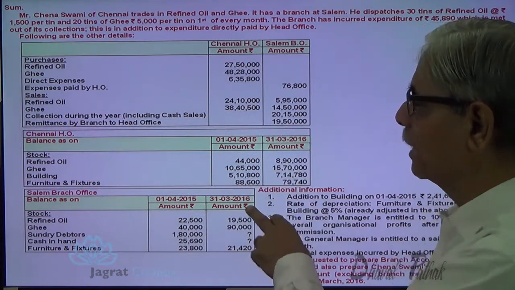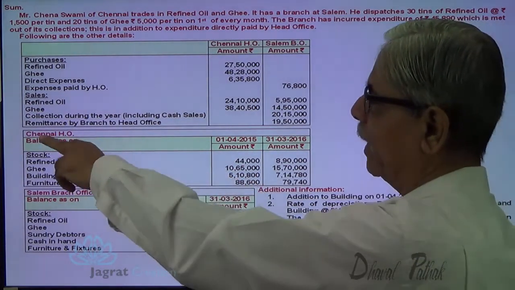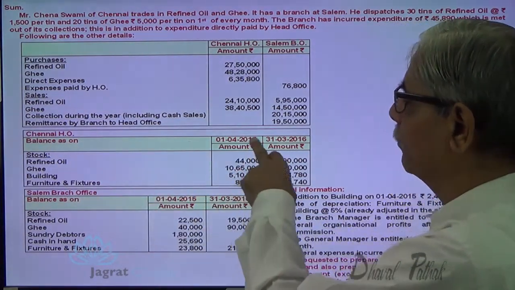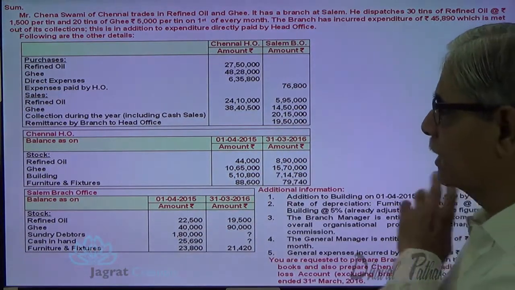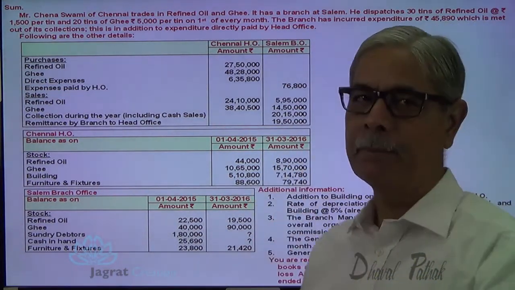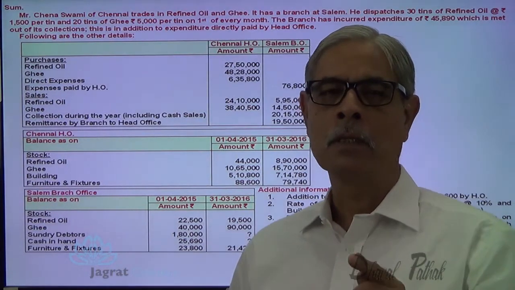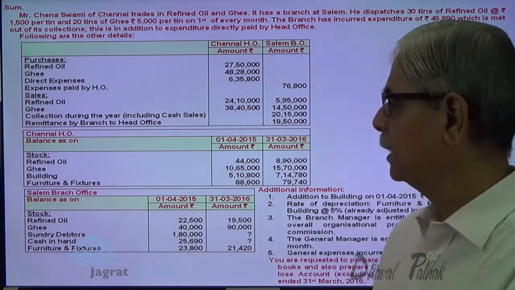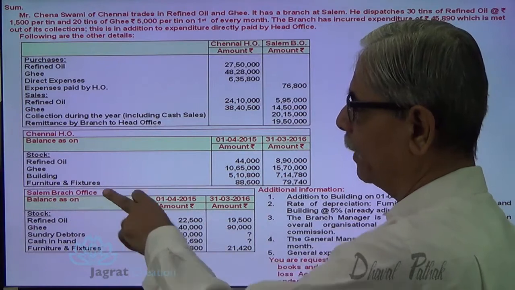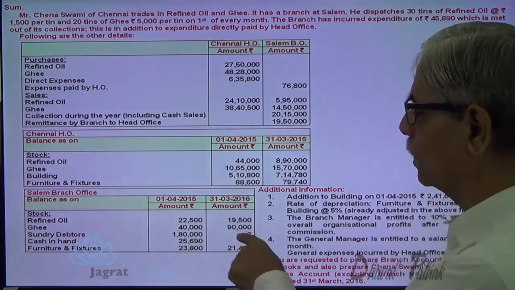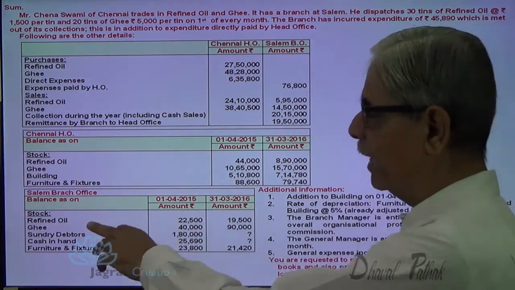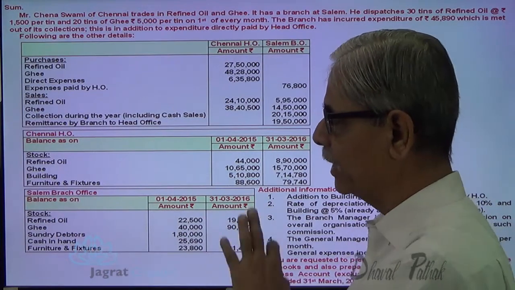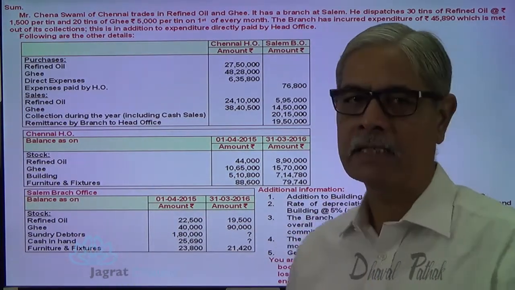These are the opening balances at HO. Opening balances at Chennai HO, balances as on 1/4/2015 and 31st of March 2016. So the opening and closing balances of the head office are given. While for the Salem branch office, these are the opening and closing balances of the branch, wherein refined oil, ghee, sundry debtors, cash in hand, and furniture and fixture assets are concerned.